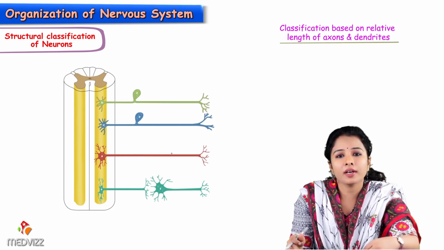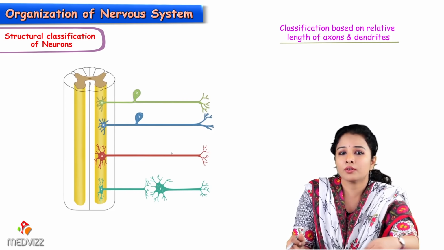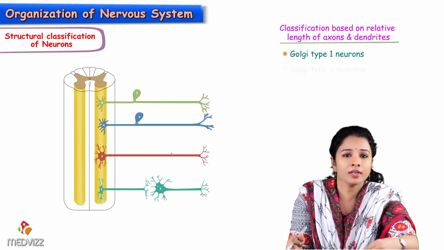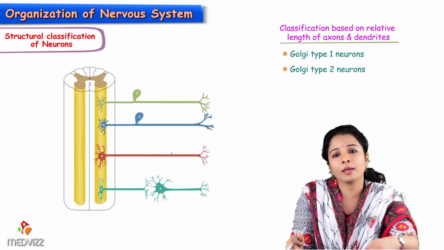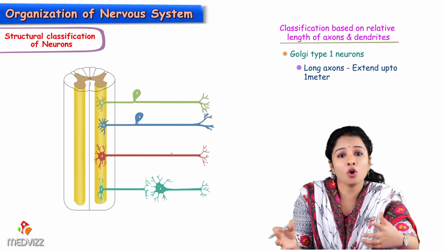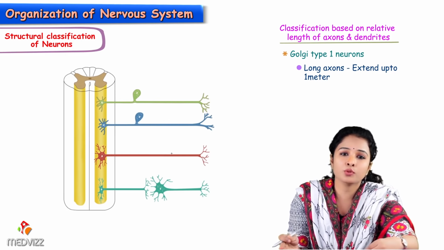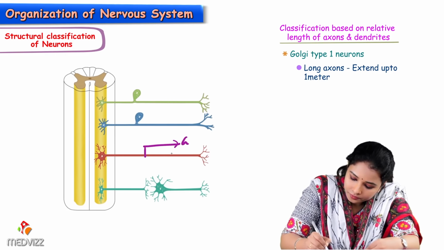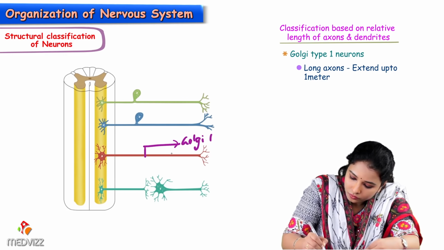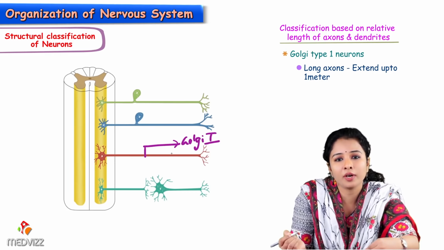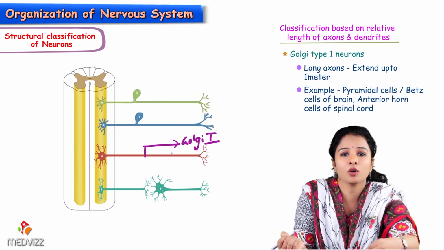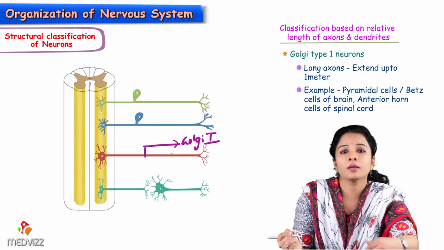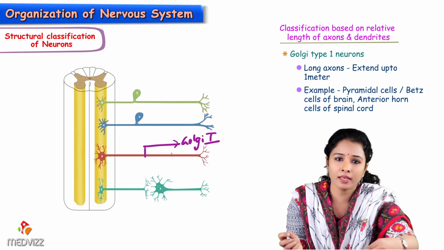Now let us classify the neurons based upon the relative length of axons and dendrites. Based on the length, there are two varieties, Golgi type 1 and Golgi type 2 neurons. Golgi type 1 nerve cells have long axons which may extend up to 1 meter in length. Examples are pyramidal cells or Betz cells, or anterior horn cells arising from the spinal cord. Pyramidal cells and Betz cells are present in the cerebrum.